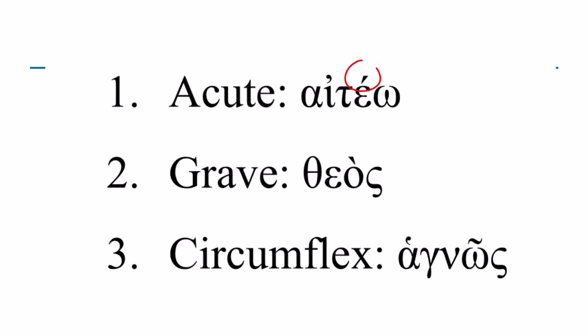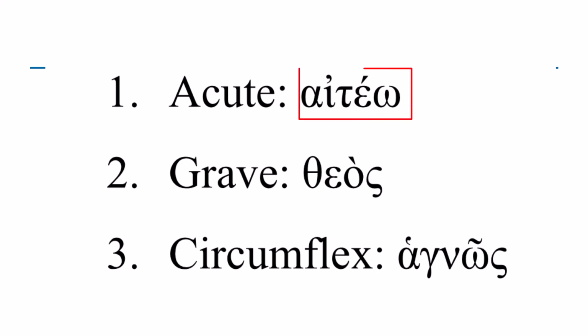For example, the first one is acute, the one that you find on top of epsilon. And then you have the second one called grave, the one that is slanting to the left, placed on top of omicron. And then you have circumflex, the one that is placed on top of omega. So there are three different accent marks that you find in Greek. And all these are used to show which letter receives emphasis when you're pronouncing the word.